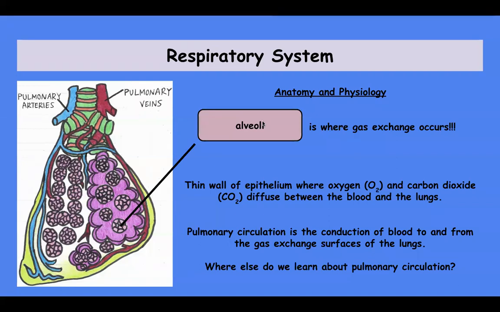All right, so the alveoli, thin wall of epithelium, oxygen and carbon dioxide are diffusing between the blood and the lungs. And so this diffusion between the blood and the lungs, we refer to that as pulmonary circulation. And so by definition, pulmonary circulation is the conduction of blood to and from the gas exchange surfaces, right? Wherever we find alveoli.